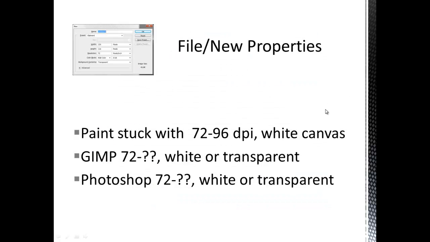As a recap, in Paint you're stuck with between 72 and 96 dots per inch and a white canvas. In GIMP you can start with 72 dots per inch and go up to thousands, and start with transparency. The same with Photoshop.